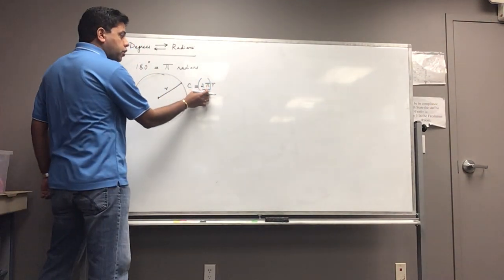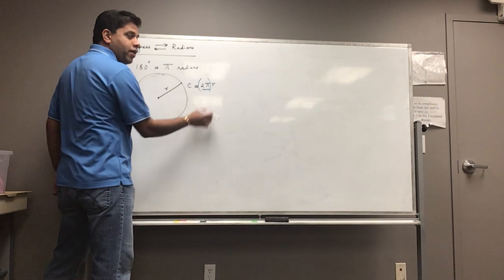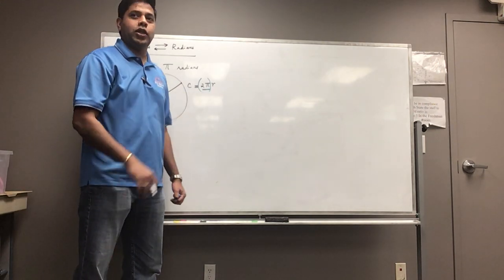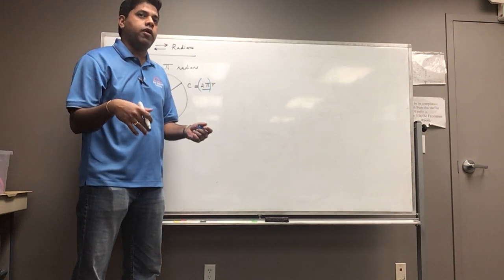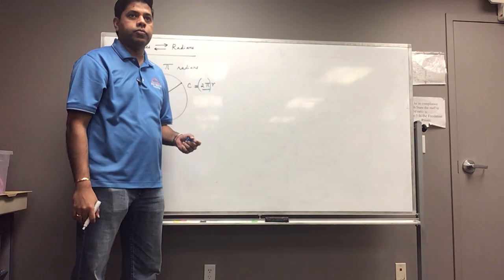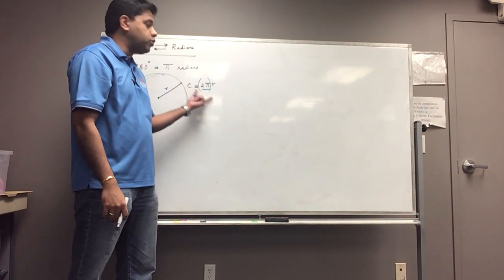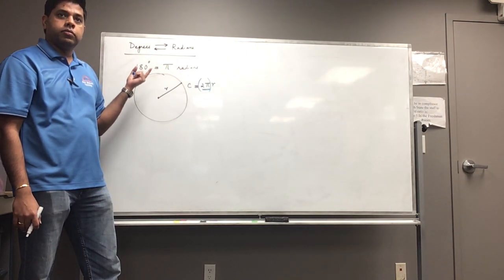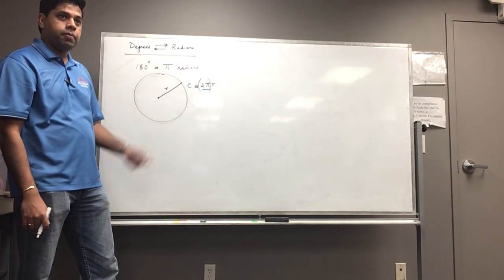That's how they got circumference: angle times the radius. Angle will never change. Radius will change. Small radius, small circumference; large radius, larger circumference. You with me on this? So this equation was derived from this conversion factor. Make sense?